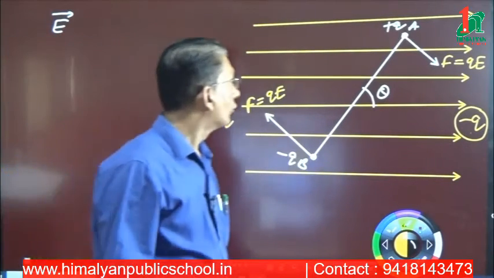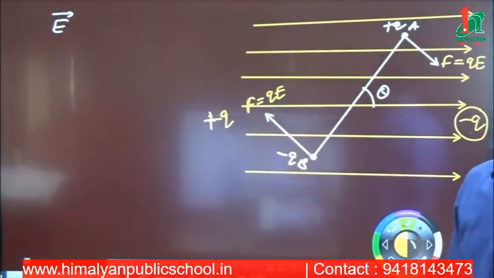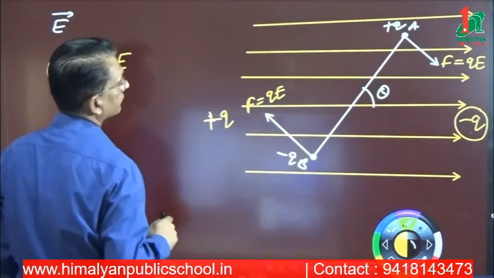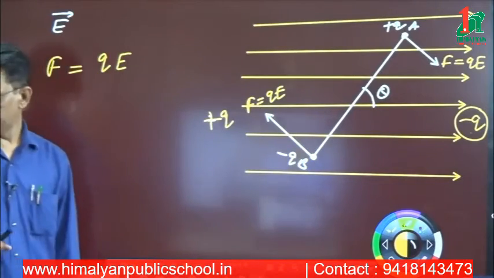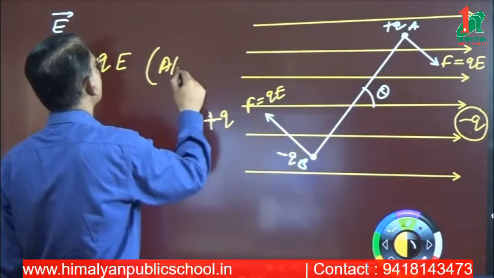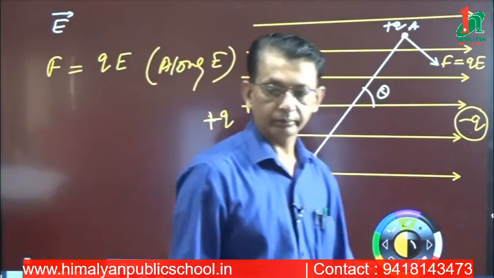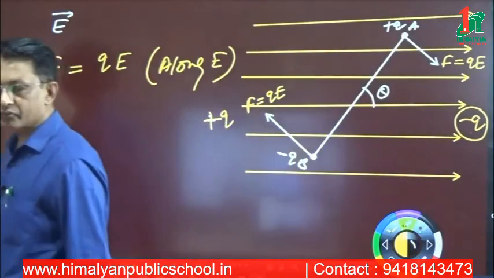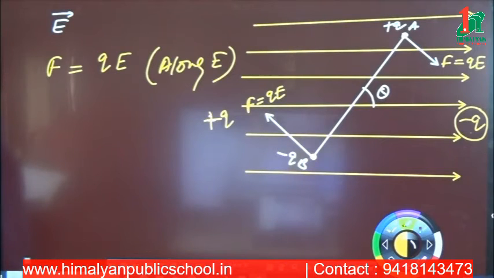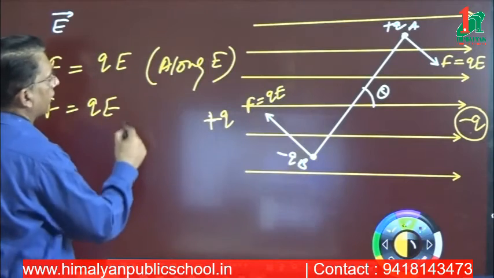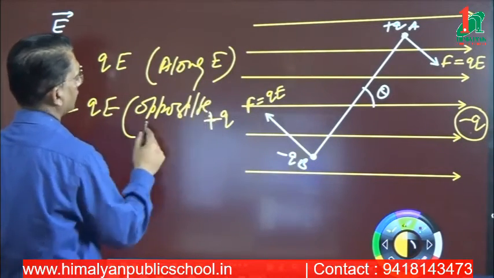Now write down force acting on charge plus Q at point A, and this force will be F is equal to QE, and this is along E. Similarly, force acting on charge minus Q at point B will again be F is equal to QE, and this is opposite to the electric field.